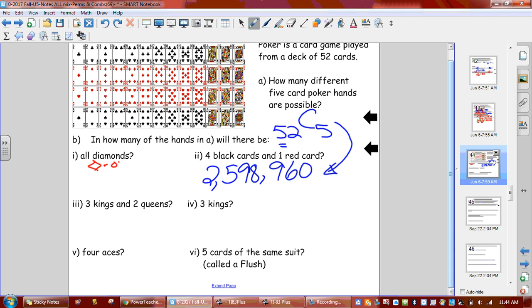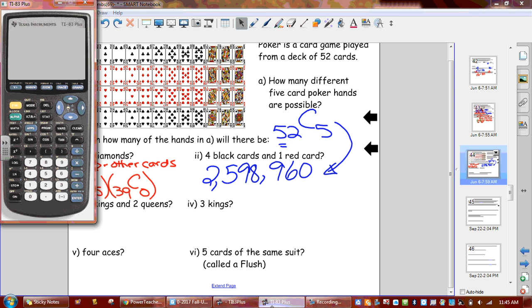So, I have 13 diamonds. I'm going to choose all 5. Then, I have 39 cards left. I need to choose none of them. So 39C0, we're seeing here is just 1. It equals 1. Anything with an R number of 0 equals 1. I was just proving that to you.